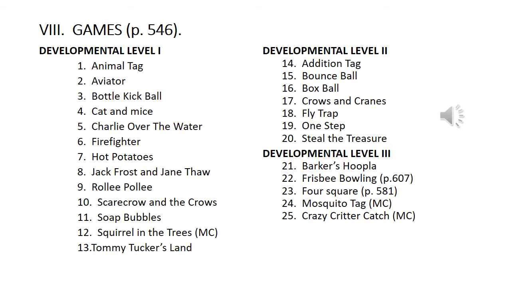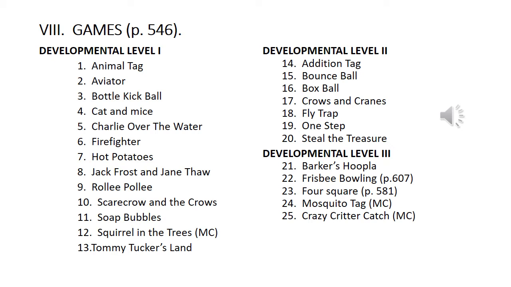So turn to page 548. There we see aviator. It also has a picture of the formation. And just like what you see there for aviator, that's exactly how it should look when you type it up for me. Number 3 is bottle kickball. It also has a formation picture there for you that you need to include. Number 4 is cat and mouse. It also has a formation picture.